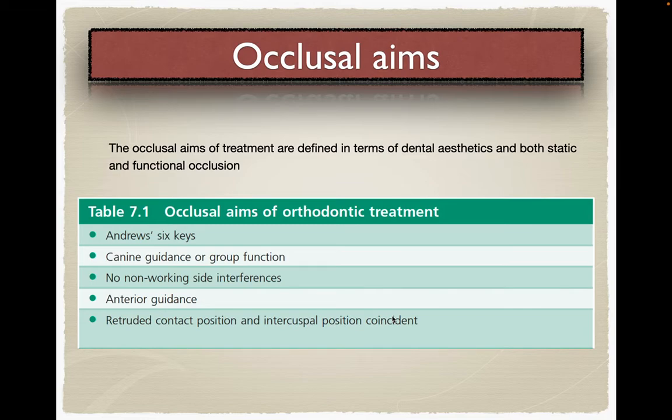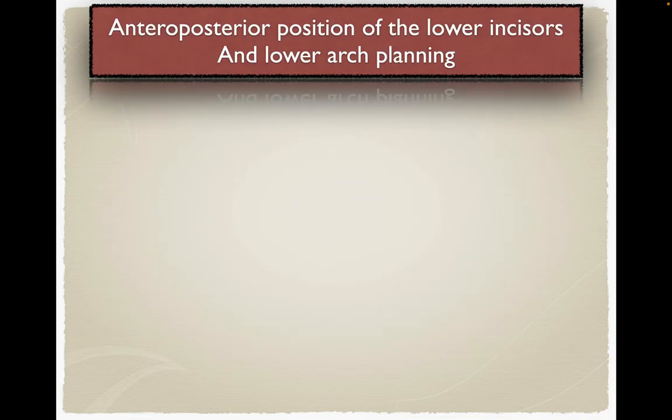Now, what we do is try to achieve Andrews 6 keys of occlusion, with canine guidance, no non-working side interference, and anterior guidance. That's what we try to do in most of the cases. However, there's no evidence to support that we should do this, and definitely the patient should not have any displacement when he finishes orthodontic treatment.